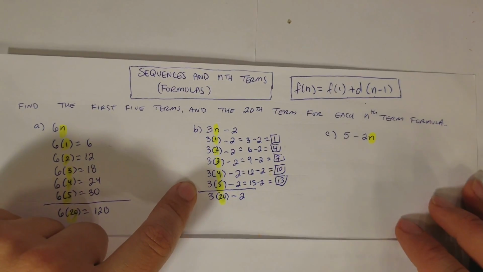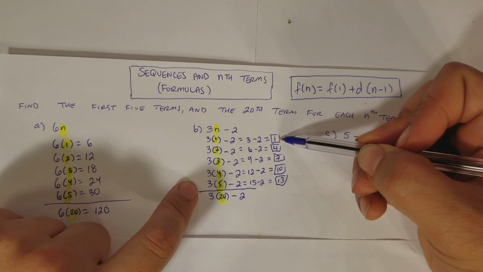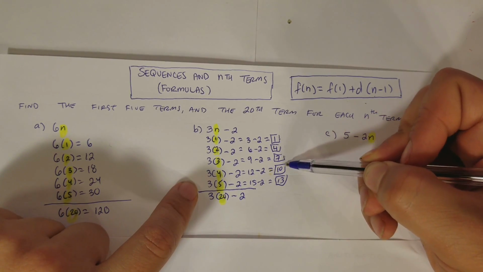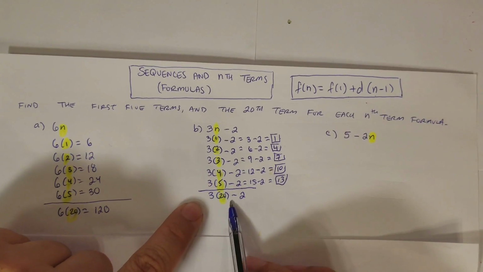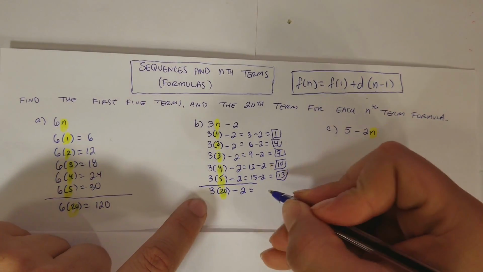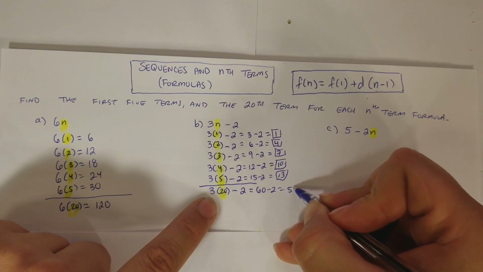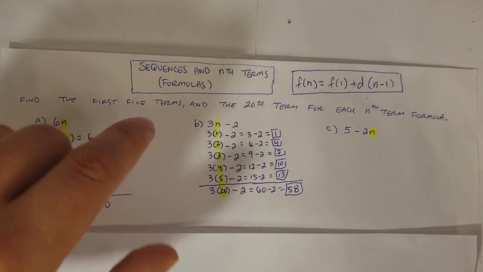Again, sequences are patterns. So some of you are thinking, hey, I figured out the pattern already. Yeah, the pattern is actually 1 plus 3, right? And that gives you 4. 4 plus 3 is 7. 7 plus 3 is 10. 10 plus 3 is 13, etc. You can't do that for the 20th one, though. You actually have to evaluate it. The last one's going to give me 20 times 3, which is 60. 60 minus 2 gives me 58. So there you go. You found the first 5 terms and the 20th.